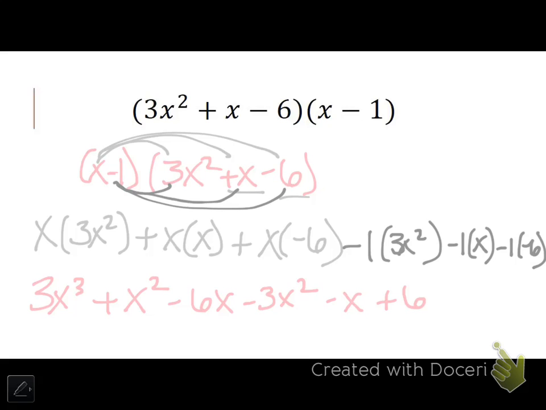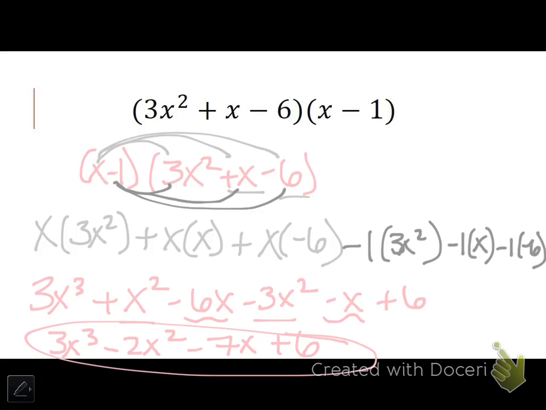So we can go ahead and combine our like terms. So we got our 3x cubed sitting out front. X squared minus 3x squared is negative 2x squared, because 1 plus negative 3 is going to be negative 2. Negative 6x minus x is a negative 7x. And then we got our plus 6, and it's already written in standard form, so we're good from there.